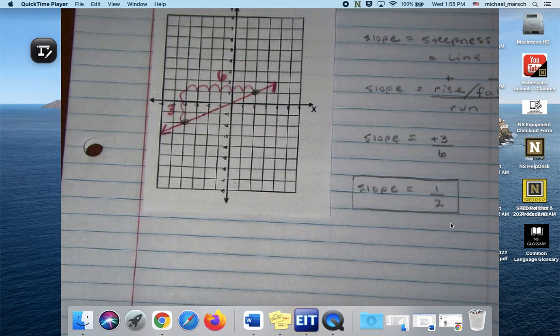Okay, let's glue in another graph. Right underneath. I did too.